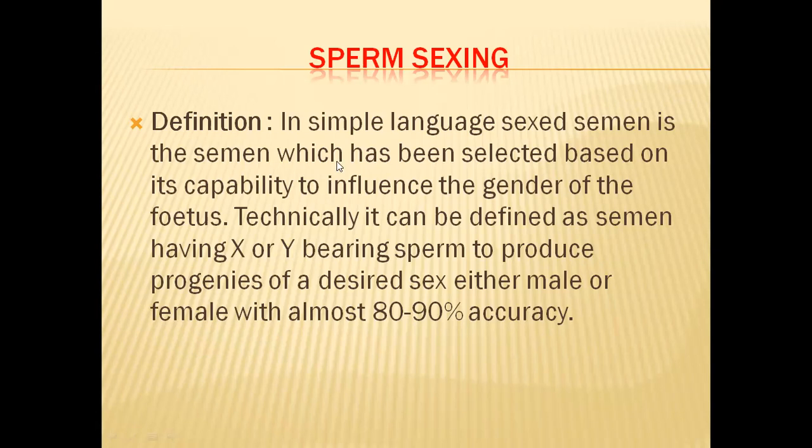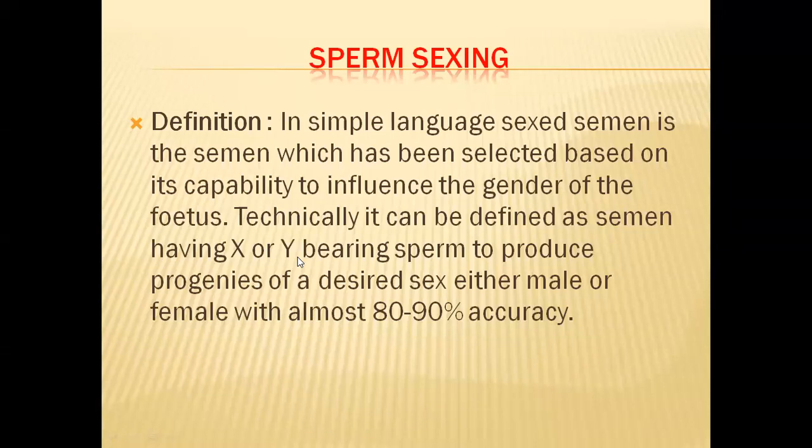So half of the sperms will have X chromosome and half of the sperms will have Y chromosome in any semen sample. In any semen sample that we take, 50% of sperms have X chromosome and 50% have Y chromosome. And the number of sperms will be in millions.